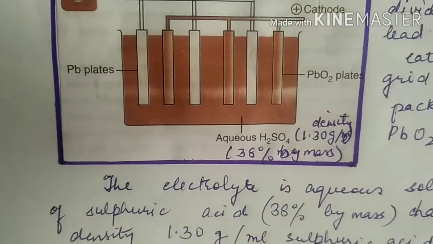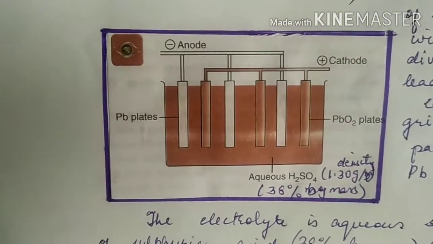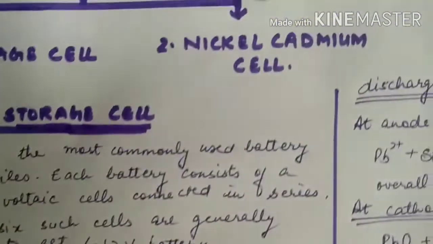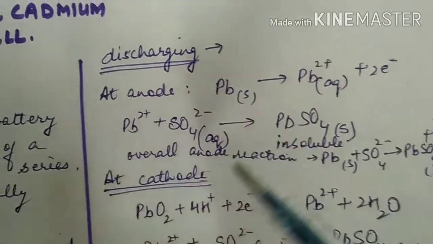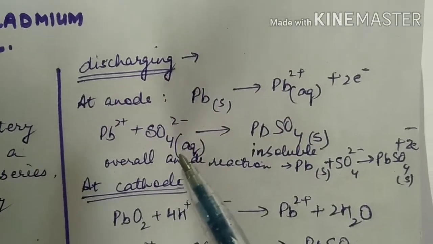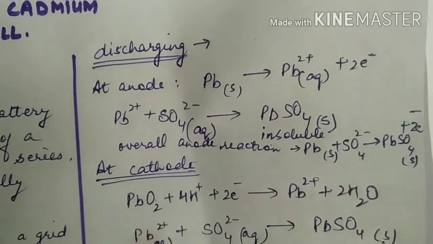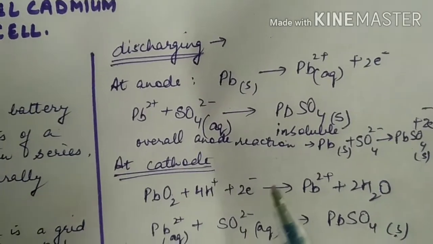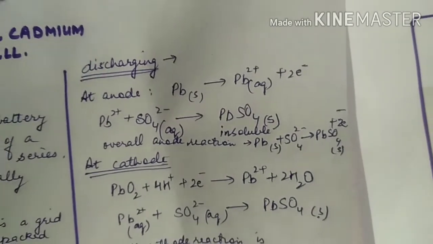The working of the cell is that during the process of discharging, the lead anode will give electrons to form lead ions, and these lead ions will combine with sulfate ions to form solid lead sulfate, which sticks to the electrode. So the overall anode reaction is lead plus sulfate gives lead sulfate plus electrons.